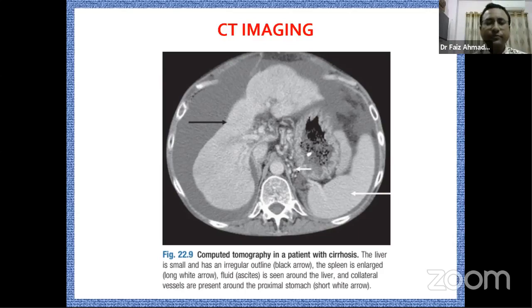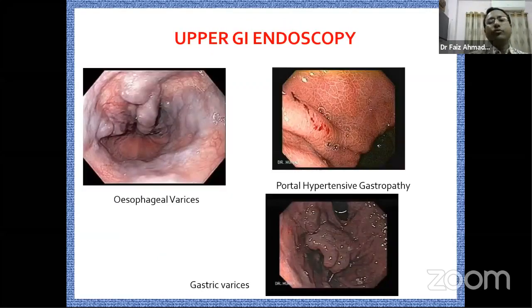So it's very helpful. And then we go for endoscopy test, upper GI endoscopy. Upper GI endoscopy is very important to find out the evidence of portal hypertension in a patient with cirrhosis. Number one is esophageal varices.